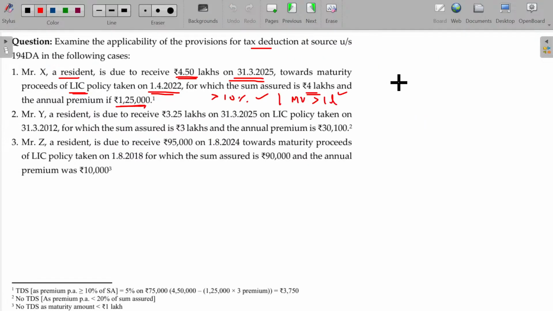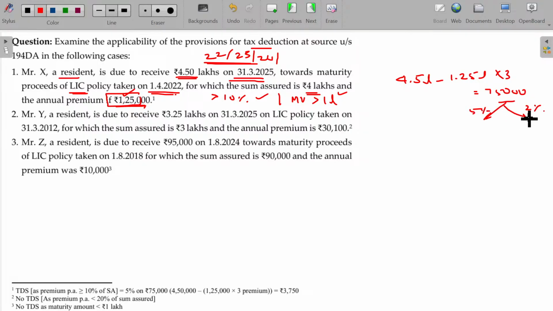2%. So what is the value? 4.5 lakhs minus every year you are investing 1.25 lakhs. For how many years have you invested? Annual premium 1,25,000, invested on 1/4/2022, 23, 24, and in 25 he withdraws. He might have invested 3 times, so 3,75,000 he might have invested. So the balance value is 75,000. As the case may be, 5% or 2% will be leviable.